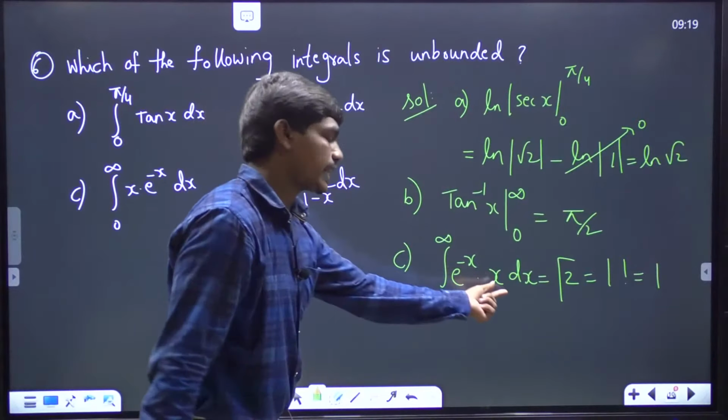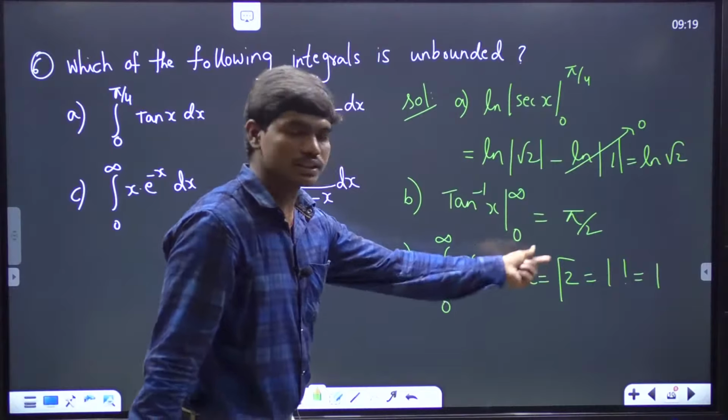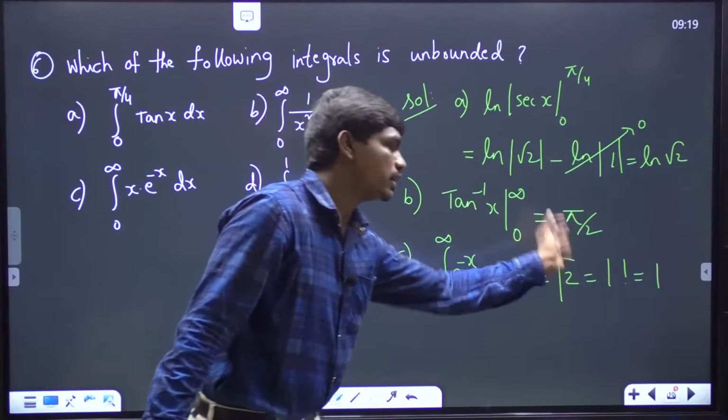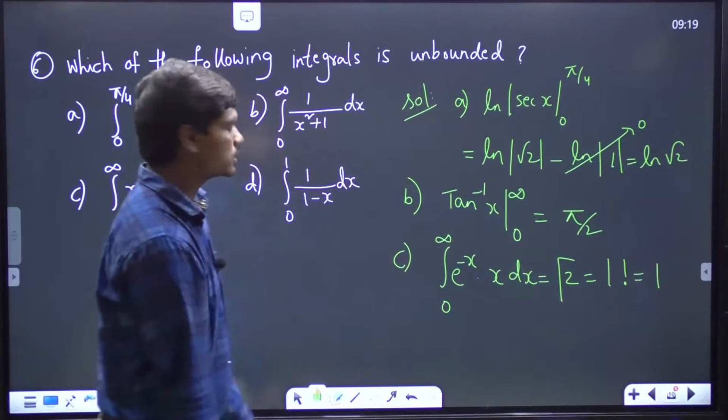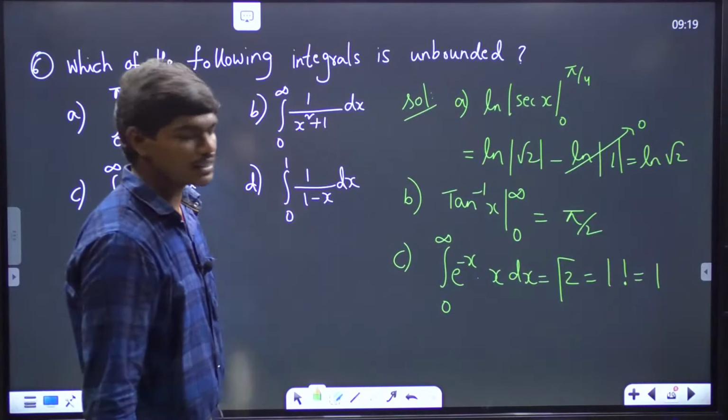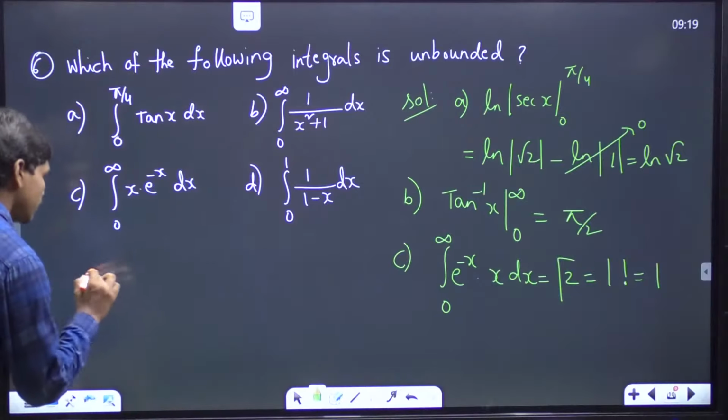Correct? Because this x can be written as x power 2 minus 1. So this is basically the definition of gamma 2, which is 1 factorial. So the answer is 1, which means the first three integrals A, B, C are finite. Correct? Now let us go for option D.